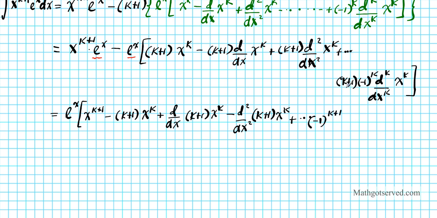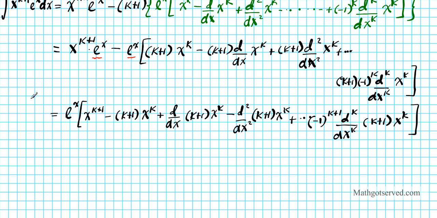Okay, and then I'm going to move this constant into the derivative because you can, it's the reverse of the constant rule of derivatives. So you have d, the kth derivative of k plus 1 times x to the k. Okay? All right.